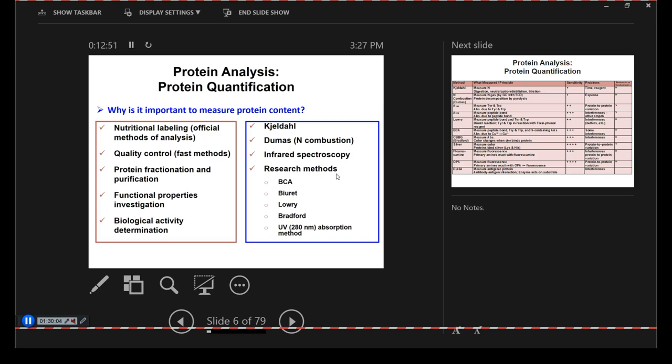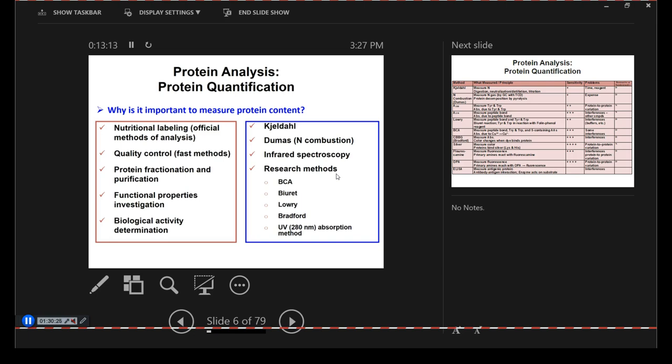IR, so like mid-IR and near-IR instrumentation that requires calibration, and then you would measure the amount of protein after you calibrate based on absorption of infrared radiation by different functional groups.